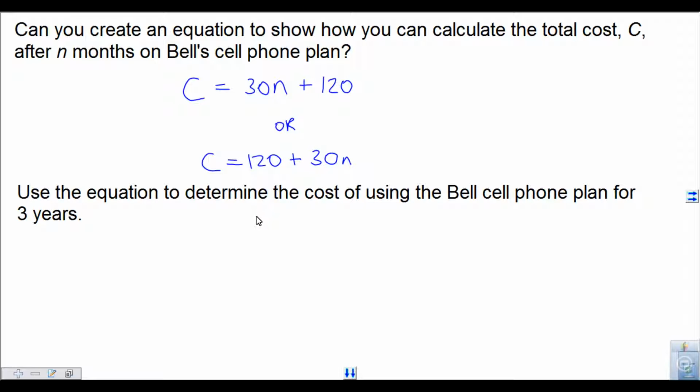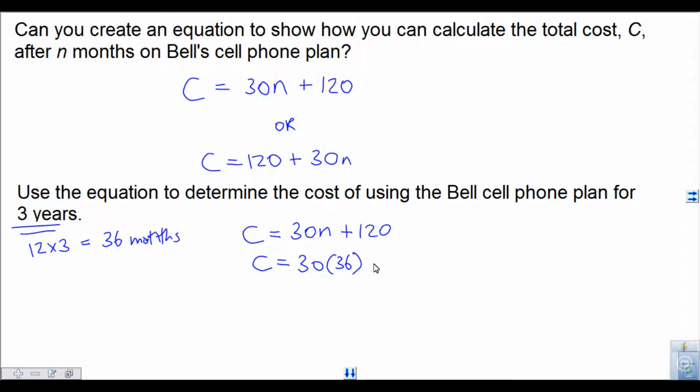Both are valid. All right, let's use the equation to determine the cost of using the Bell plan for 3 years. So again, 3 years is really 36 months. So let's use the first equation, 30 times n plus 120. Now, I know n, the number of months, is 36. So 30 times 36, that's 900 plus 180, so that's 1080 plus 120. So that's equal to $1,200.